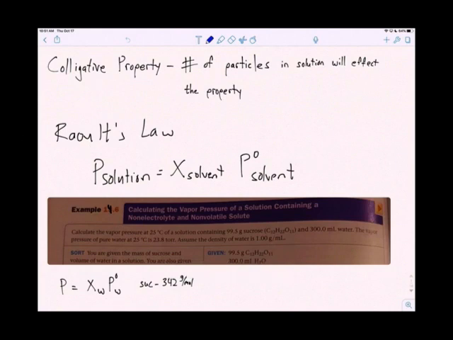Hopefully you're watching these sequentially, and we've just talked about colligative properties and the different particles. And we're coming back to colligative properties. Colligative properties means the number of particles in a solution that will affect the property. The first one we're talking about is Raoult's law. Raoult's law says that the vapor pressure of a solution is equal to the mole fraction of the solvent times what the vapor pressure is normally for the solvent.